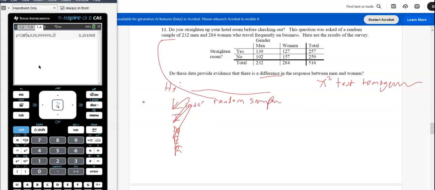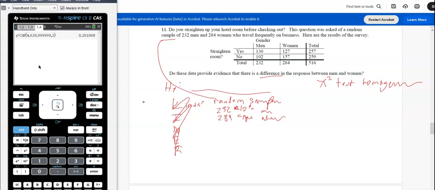Random sample. The independence condition is less than 10%, so 232 is less than 10% of all men, and 284 is less than 10% of all women. Sorry, this is so sloppy, you get the idea though.